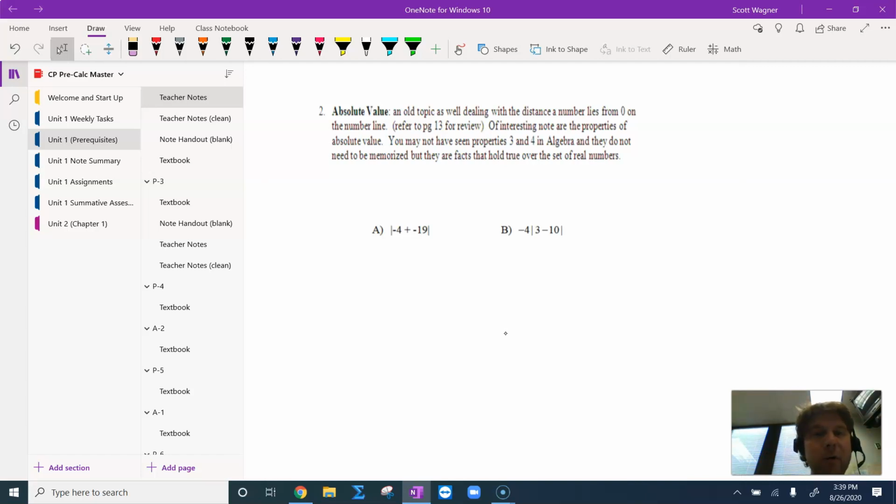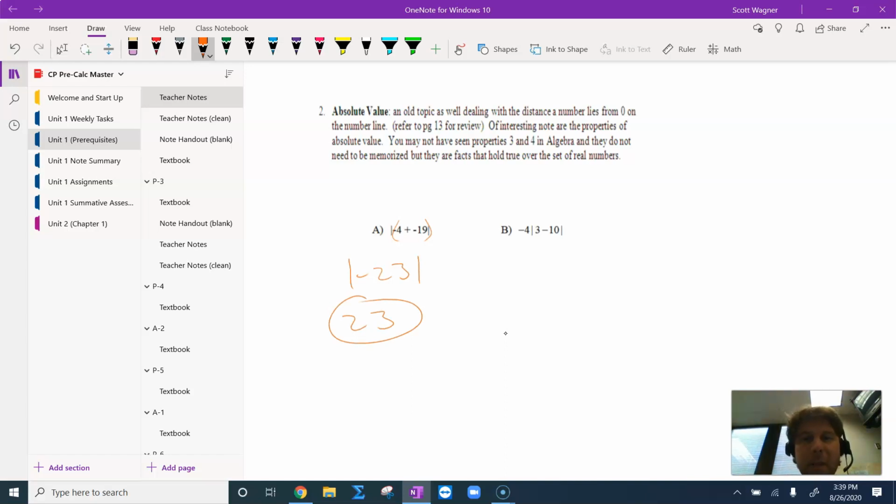So what we do is think of this as grouping symbols. We want to figure out -4 plus -19 to begin with, and that is -23, and then we apply the absolute value of that, which is positive 23. That's not too hard.